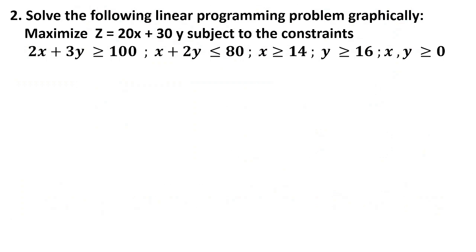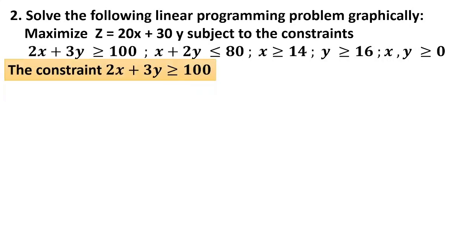2x plus 3y greater than or equal to 100, x plus 2y less than or equal to 80, x greater than or equal to 14, y greater than or equal to 16. 4 constraints. Let us take the first constraint.